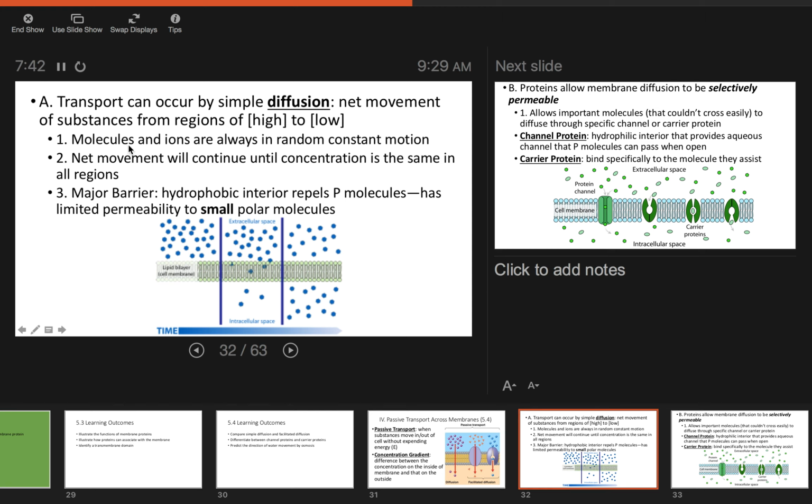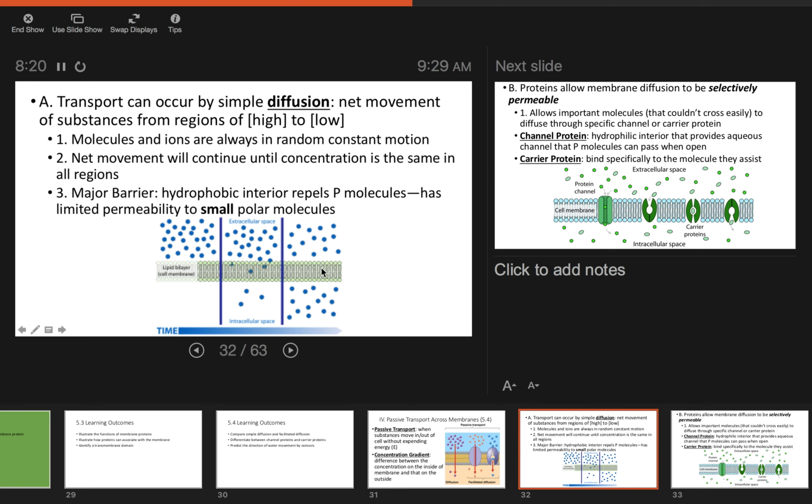So one thing we have to keep in mind with diffusion is that molecules, ions, atoms, they're always in random constant motion and they always want to reach equilibrium. So this net movement of molecules will continue until the concentration is the same in all regions. You can kind of see in this picture down here that I have this molecule with a lipid bilayer and it has the ability to cross through it. And we're moving from high concentration to low concentration until we reach equilibrium. And when we reach equilibrium, movement is still occurring. Like this molecule can move back across the plasma membrane and this molecule can move in this direction, but there's still movement occurring, even though we have this major barrier.